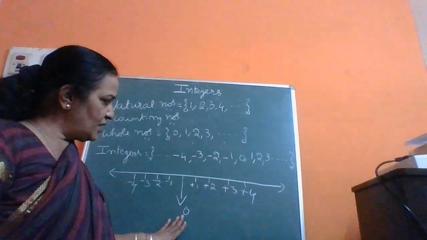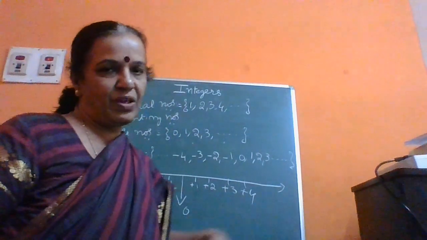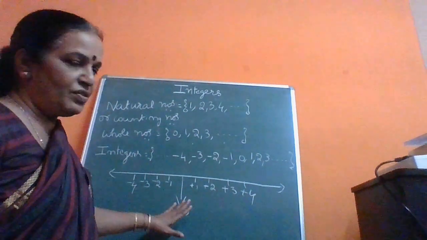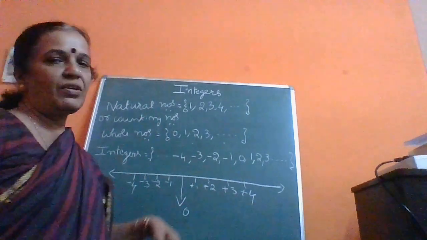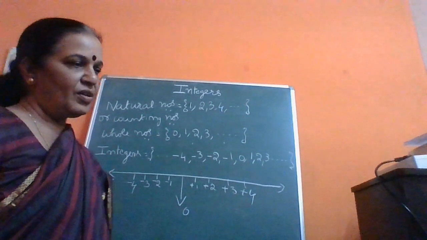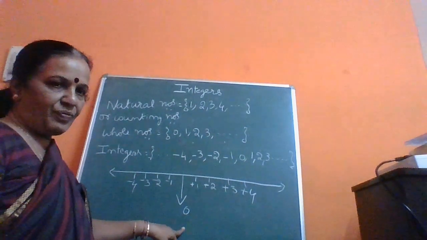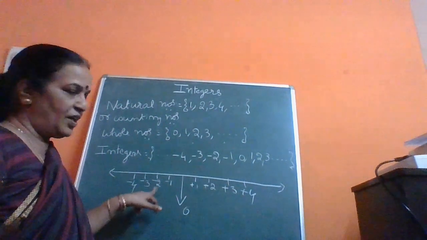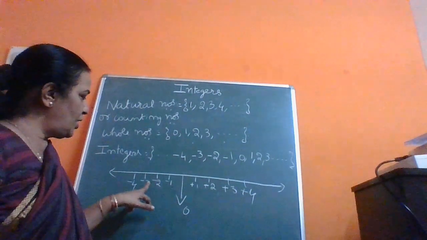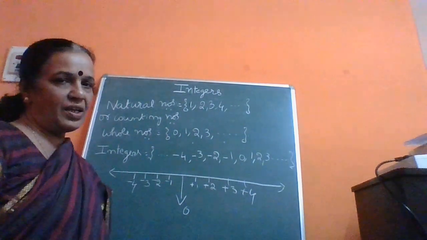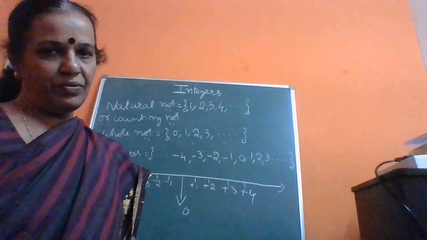0 is less than all the positive numbers and 0 is greater than all the negative numbers. 0 is greater than -1, -1 is greater than -2 and -2 is greater than -3 and so on.